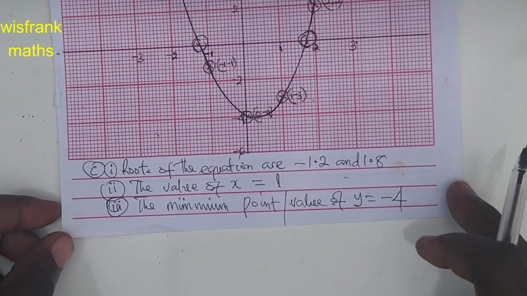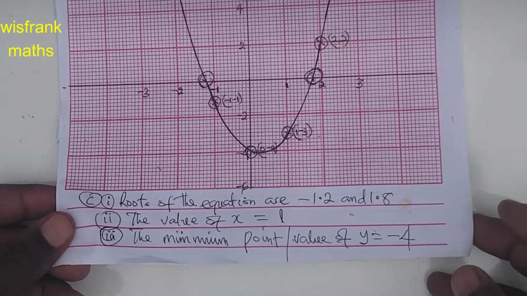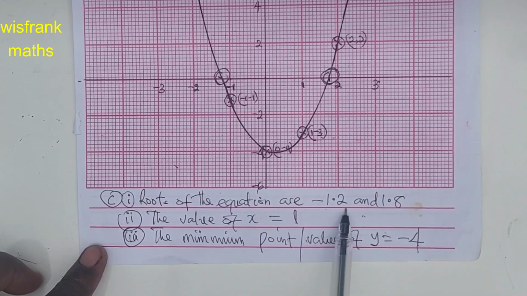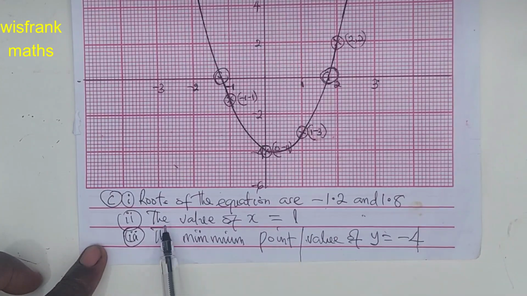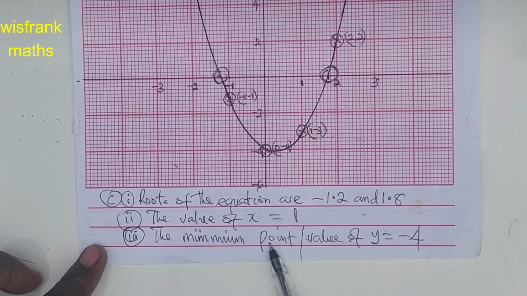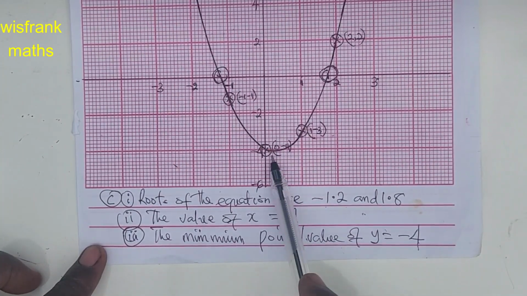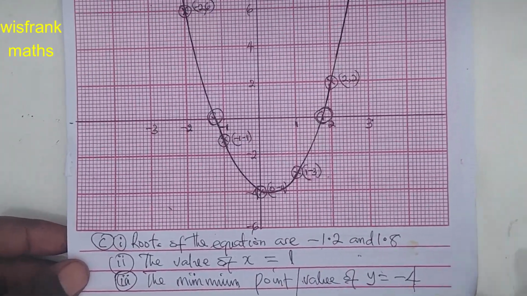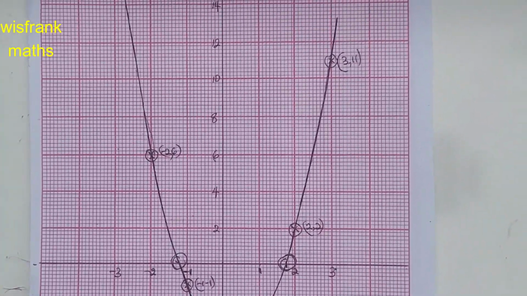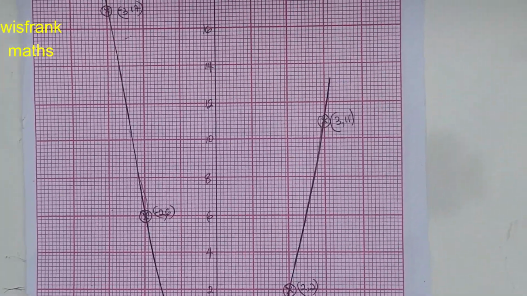So this is the solution to all the questions that we were asked. The roots of the equation are -1.2 and 1.8. The value of x as y increases is 1. The minimum value of y is -4. So this is the graph, as you can see. That is the graph.